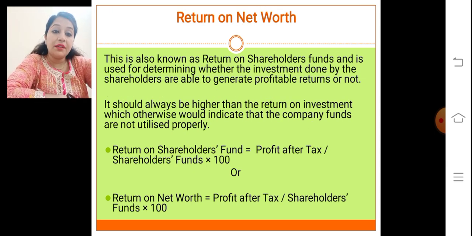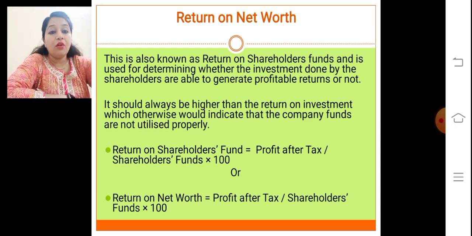Next is return on net worth. It is also known as return on shareholders' fund. This is one and the same thing. We can say return on net worth and the other name is return on shareholders' fund, and it is used to determine whether the investment done by the shareholders is able to generate profitable return or not. It should always be higher than the return on investment, which otherwise would indicate that the company's funds are not utilized properly.